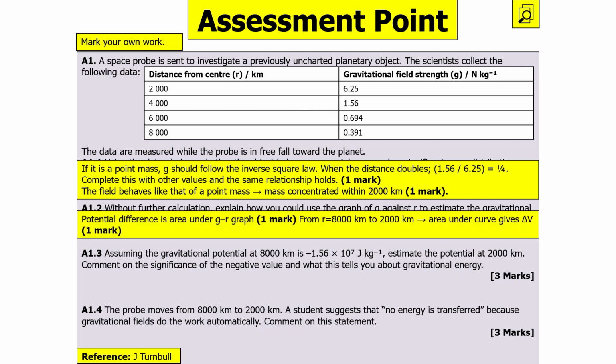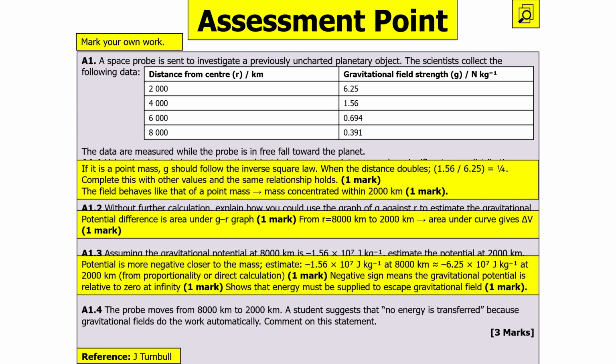Now the potential difference is the area under the G against R graph. So from 8,000 kilometers to 2,000 kilometers, the area under the curve will give you that change in gravitational potential. Now the potential is more negative closer to the mass. So if we know it's minus 1.56 times 10 to the 7 joules per kilogram at 8,000 kilometers, then you could multiply that by 4 because we're now going 4 times closer, so it's minus 6.25 times 10 to the 7 joules per kilogram.